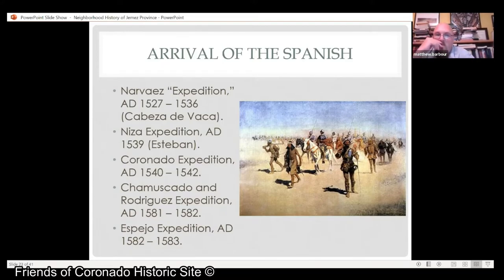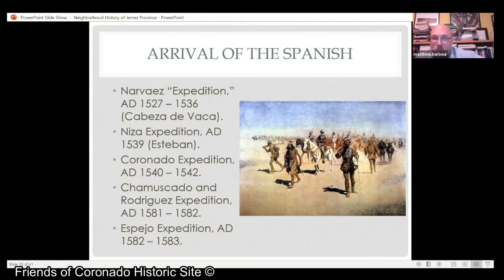Of course, we have the Narváez expedition that was in Florida that failed, and some of those guys made their way through the American Southwest. They may have entered into New Mexico, or certainly they just passed by it in Texas if they didn't make it in per se. And certainly by 1539, we've got Esteban, who'd been on that Narváez expedition. He comes back up as part of the Niza expedition and is killed at Zuni. Then we have the Coronado expedition, then later the Chamuscado Rodríguez expedition, and then after that the Espejo expedition.